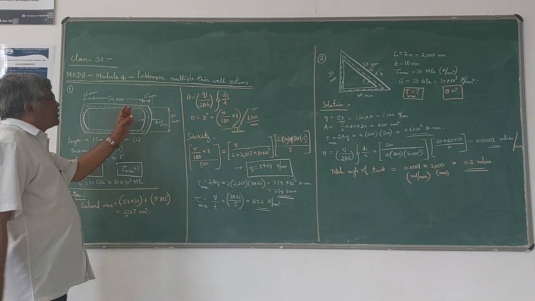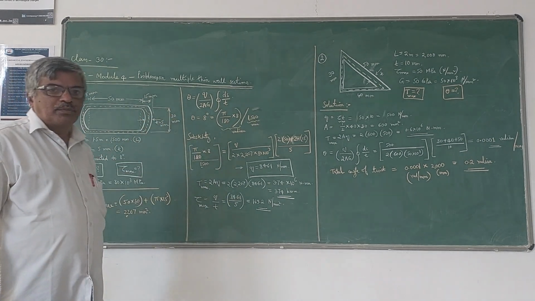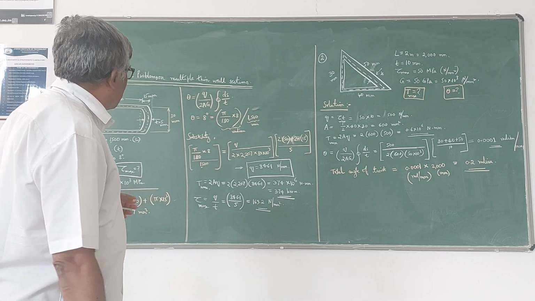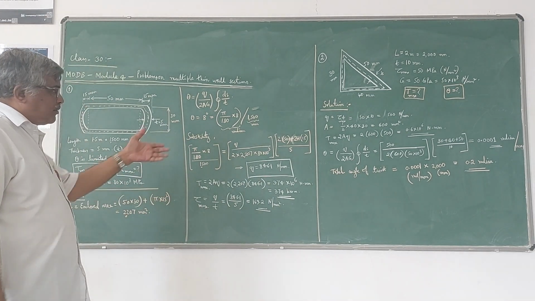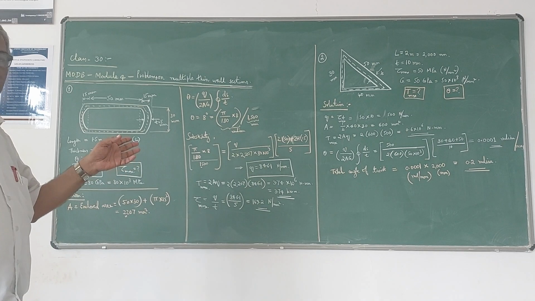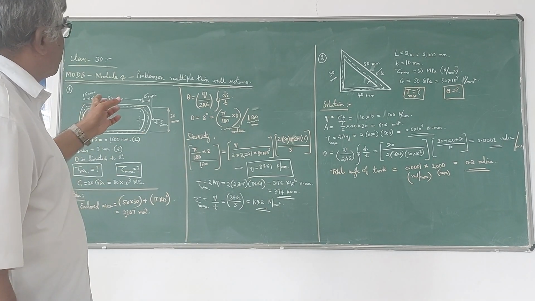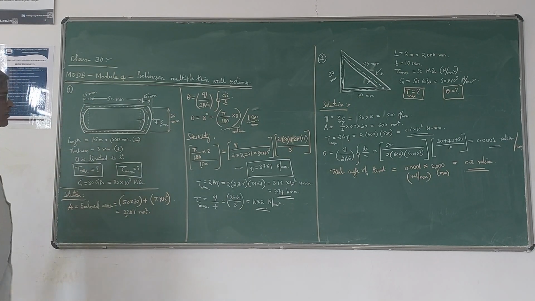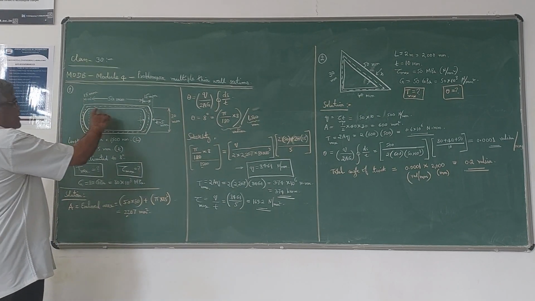In this class, we will discuss two problems on finding the angle of twist and the maximum torque for two thin wall sections. This is the first problem, wherein he has given a section like this.